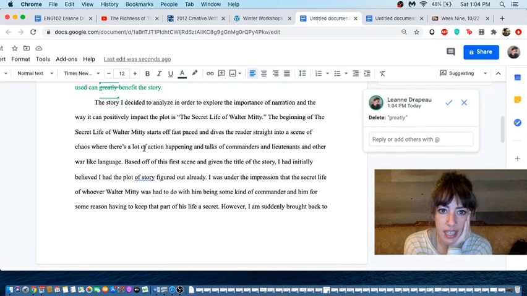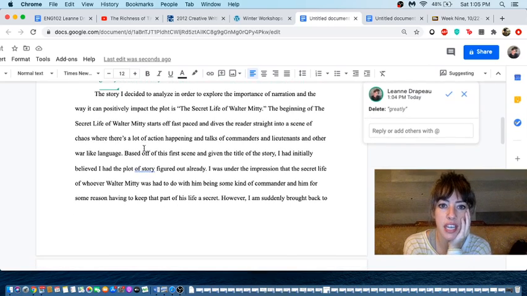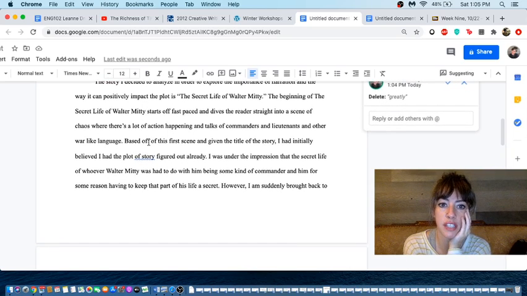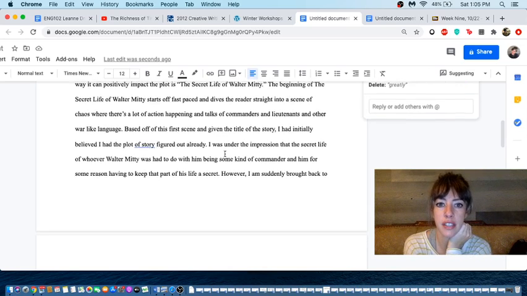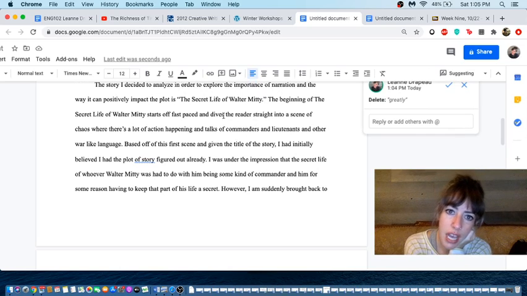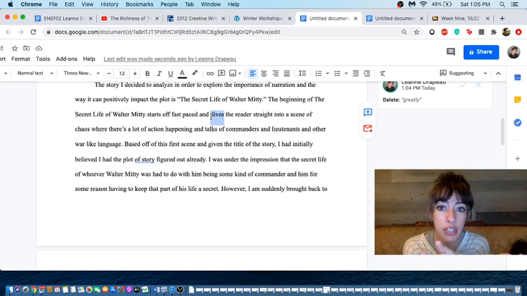The story I decided to analyze in order to explore the importance of narration and the way it can positively impact the plot is The Secret Life of Walter Mitty. The beginning of The Secret Life of Walter Mitty starts off fast-paced and dives the reader straight into a scene of chaos where there's a lot of action happening and talks of commanders and lieutenants and other warlike language. I think we need a different word than "dives" because I can dive, but no one can make me dive, right? So I want to say maybe "throws" the reader straight into a scene of chaos.